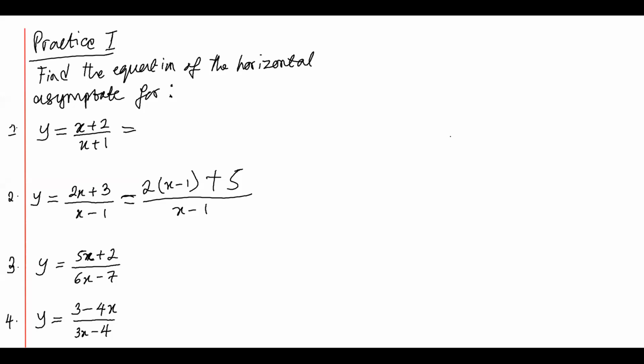6x minus 7. So what is 5 over 6 times negative 7? That's minus 35. Crystal, the other part that has a number, can you hear me?